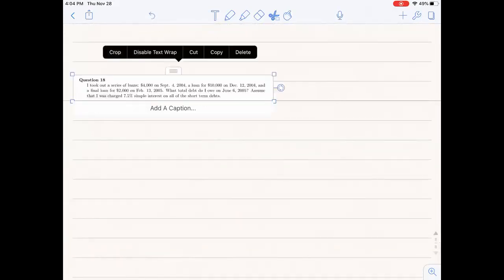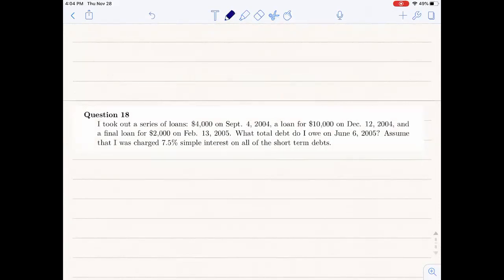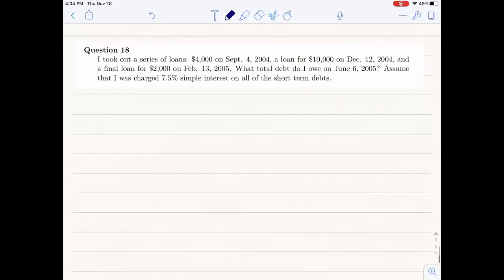I'll put it on a fresh page here. All right. You'll know it's simple interest because I told you that I'm not changing the order, but also the first thing you're gonna do is read the problem, of course.